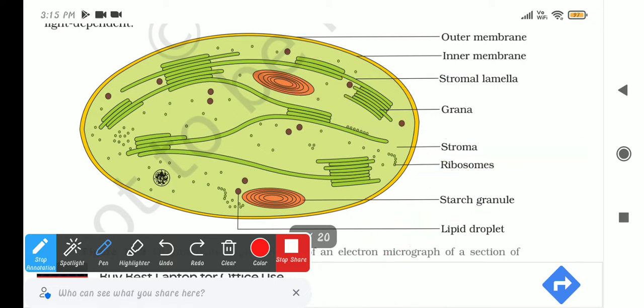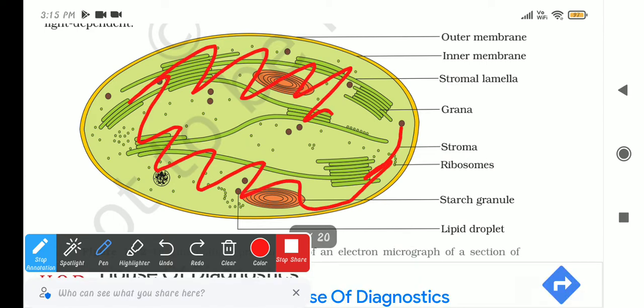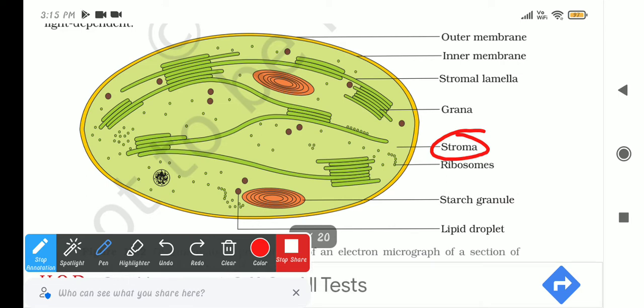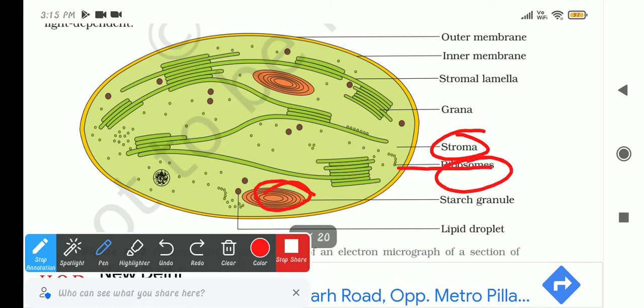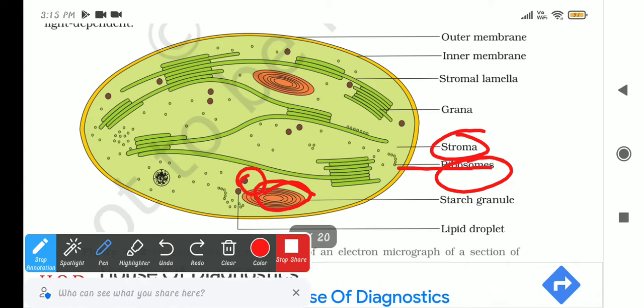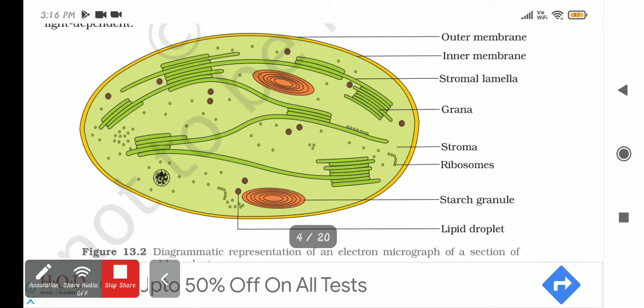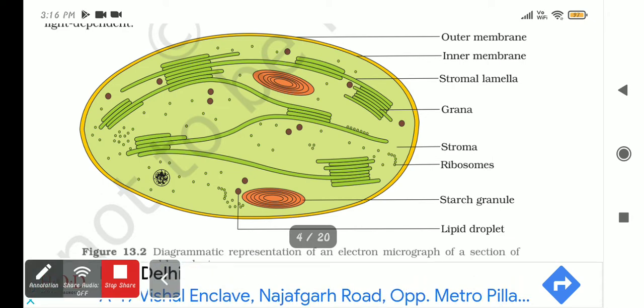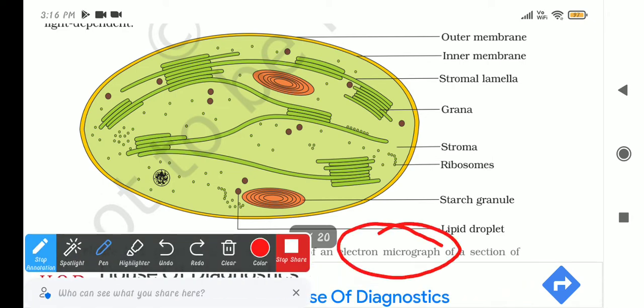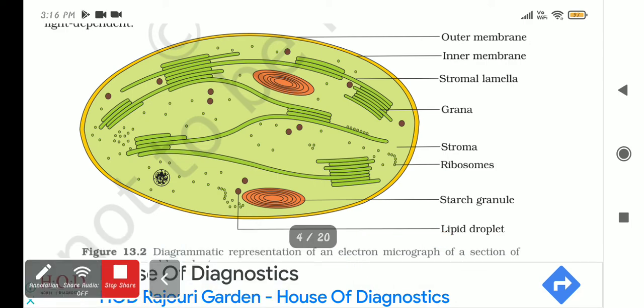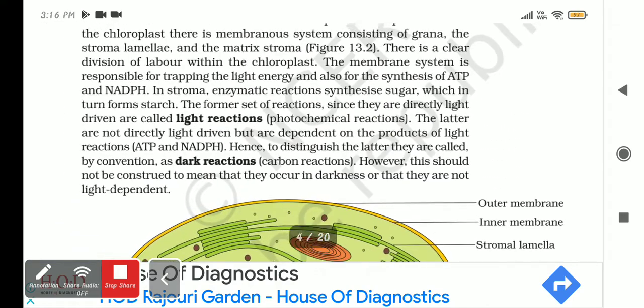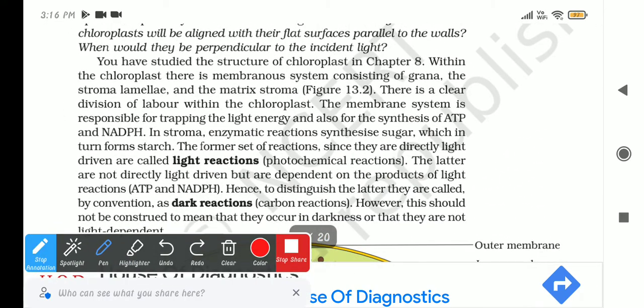And this is our stroma. And this is ribosome, this is starch granule, this is the lipid droplet. These droplets are lipid droplets. So this was the structure. This is the electron micrograph of chloroplast. Please take care. Now let's study what is written here.